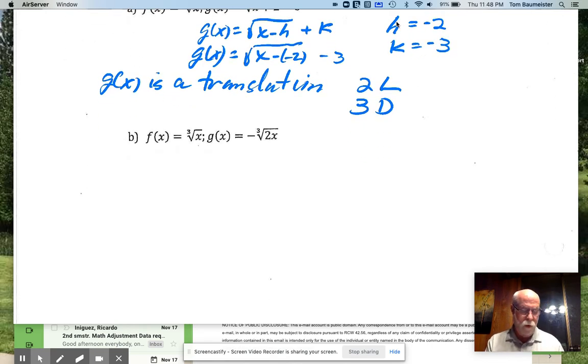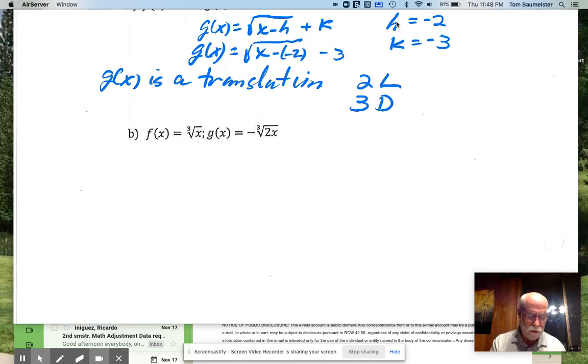Okay. And then b, we have f of x is equal to the cubed root of x, and g of x is equal to the negative cube root of 2x. So we have the negative sign on the outside. That should tell us it's a reflection in which one? In the x-axis, again. But we have to say this one first. All right. A radical sign is like a parentheses. So it's on the inside there.